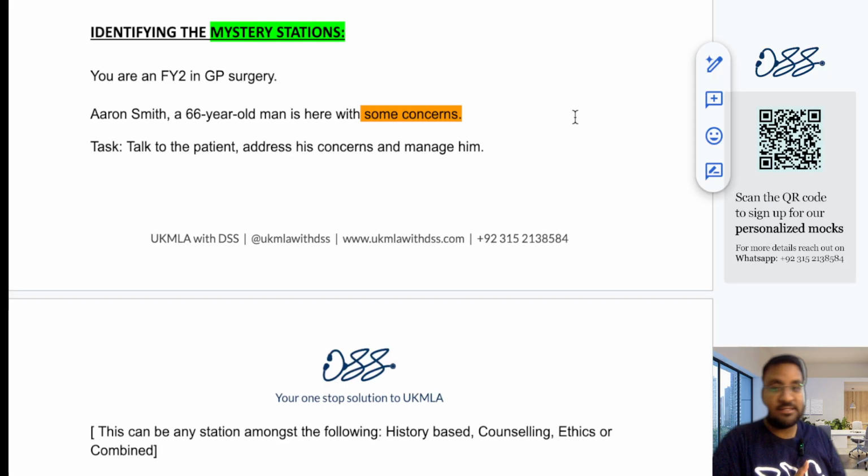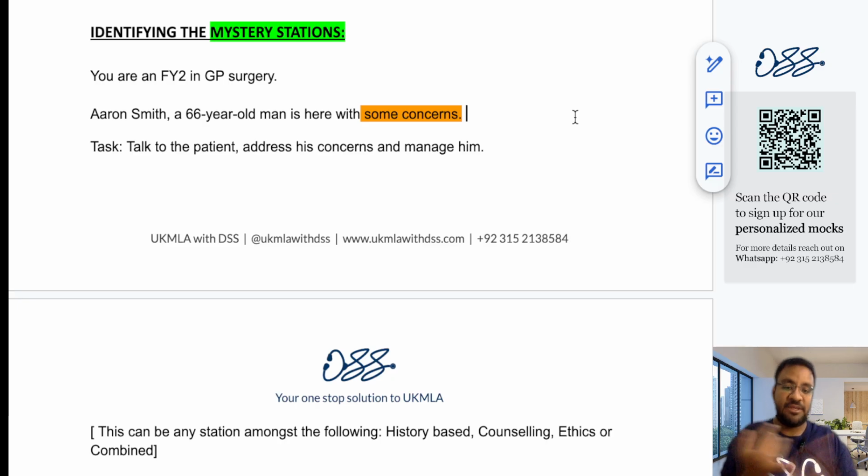That concern may be a symptom. That concern may be a diagnosis. That concern may be asking about a particular procedure, a particular medical intervention, or a concern about an investigation. Or it can be some ethical scenarios as well. Their concern may be that they got a biopsy done and then they just got to know that somebody has lost it. So this type of session can lead to literally anything.